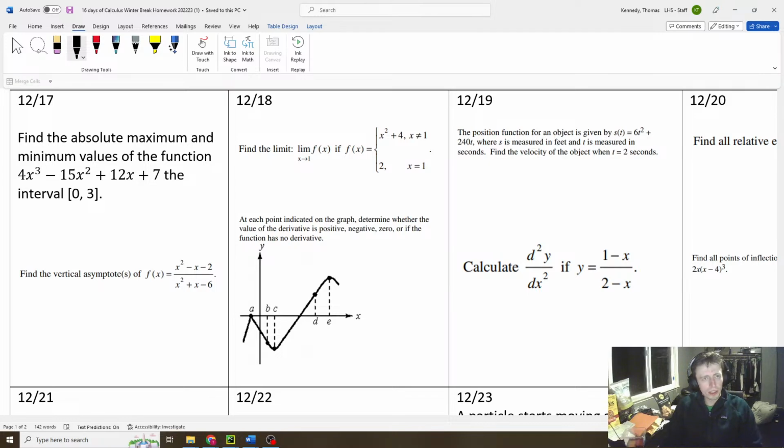So this question, if you plug in 1, you get 5 and 2. Those don't match, so undefined. If I ask for the limit from the left, it'd be 5. Right, positive. It would be 2.